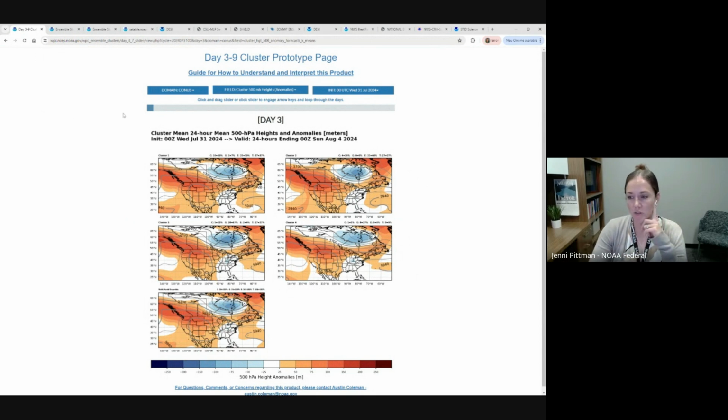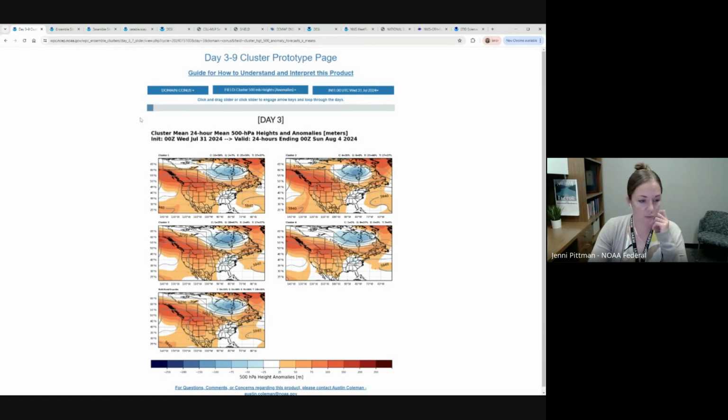So I like to use the cluster analysis for this for a couple of reasons. Not only that it's showing me a representation of more than just a deterministic solution, but that it's also starting to hint at predictability as well, because you're seeing the different clusters and where there might be some differences. But you can look at the mean, you can look at these general 4 clusters and get an idea of what the overall pattern is, just looking at 500 heights.